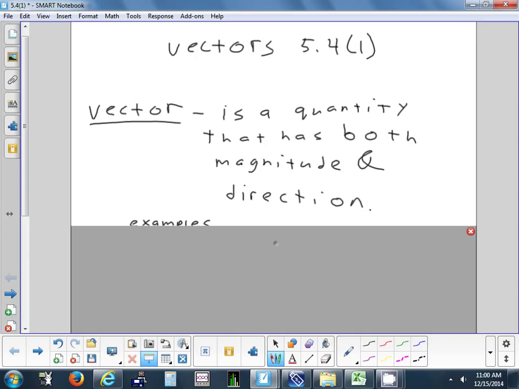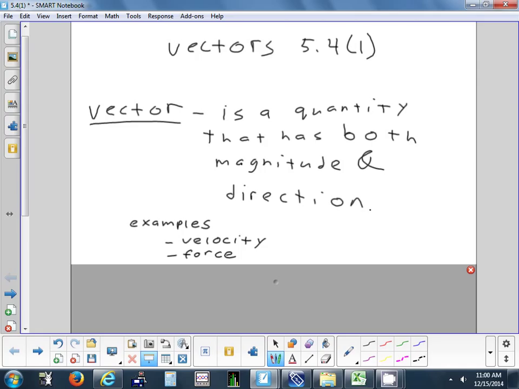An example where you could use a vector to describe something is if you're throwing an object. The object has a direction and it has a speed. If you had a force, let's say you're pushing on an object, there's a certain direction you're pushing in. For example, this table: it's different if I push down on it versus if I push sideways on it. That's the direction. And then how hard do I push? That's the magnitude of the force.